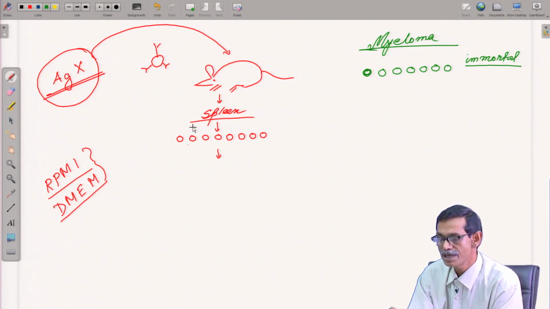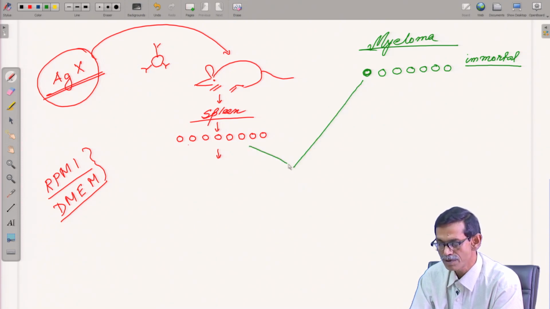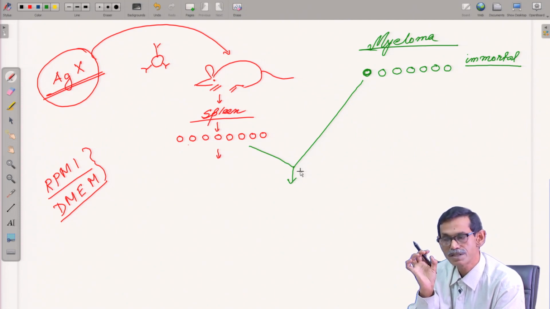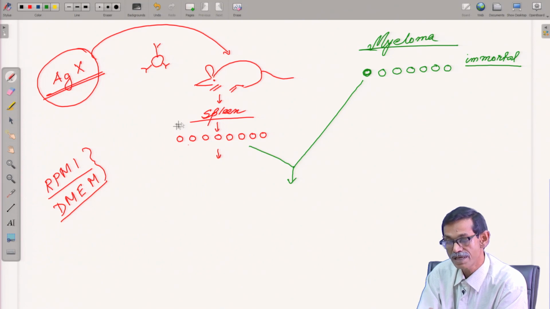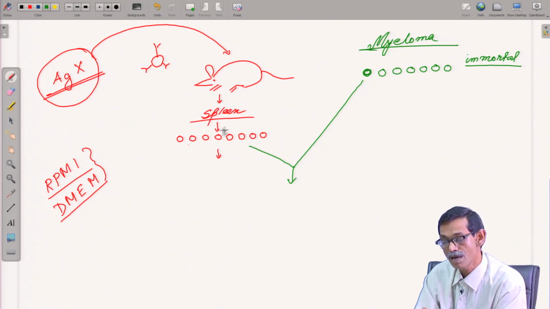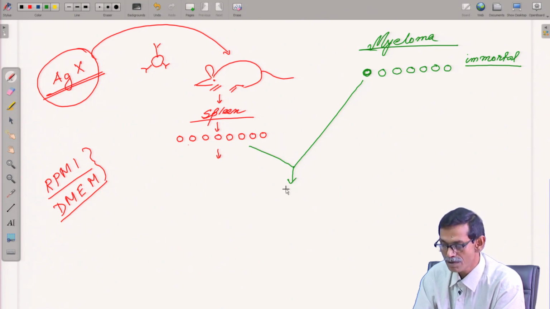So, they thought if we put them together and fuse them, and select the cell which has both the properties. That means the immortality will come from this myeloma, and the antibody producing property will come from this B cell. So, what will happen?